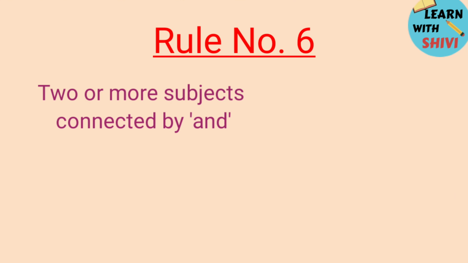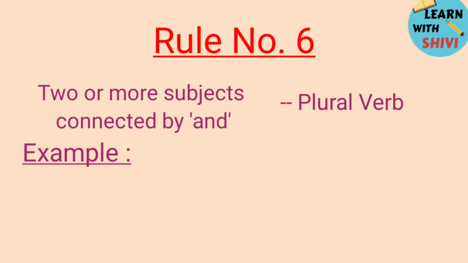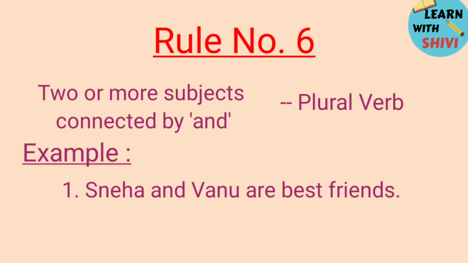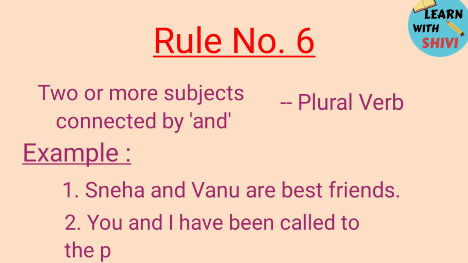Rule number 6. Use a plural verb with 2 or more subjects when they are connected by and. Example, Sneha and Vanu are best friends. Sneha and Vanu together make a plural subject. Hence, the verb used is plural as well. You and I have been called to the principal's office. Over here, the subject is plural, hence the verb is plural as well.